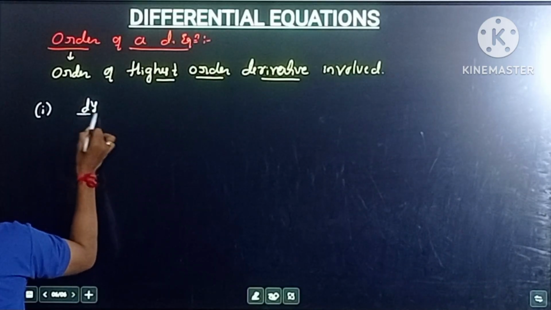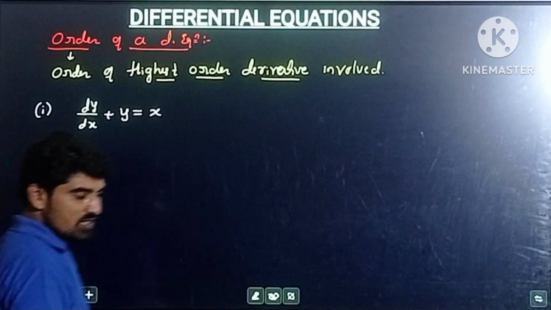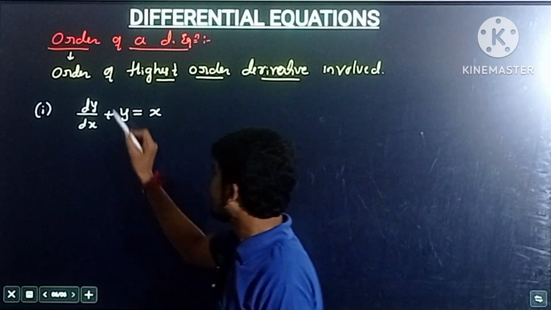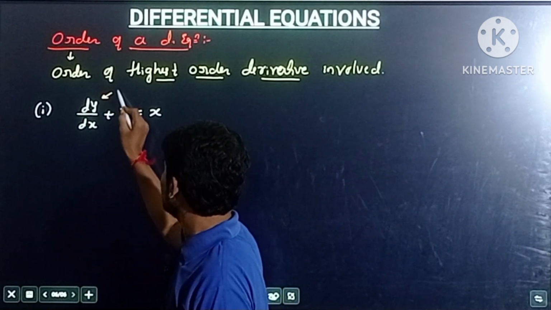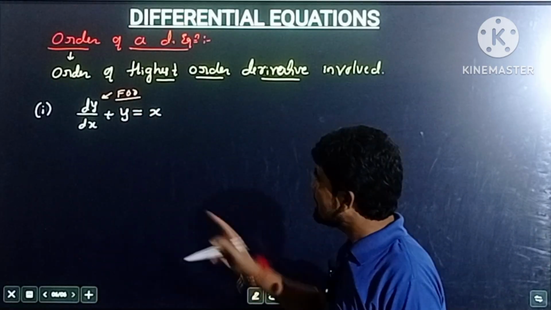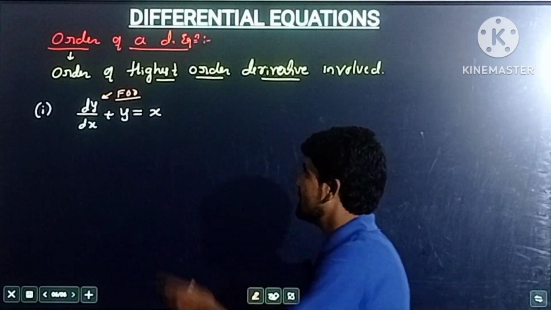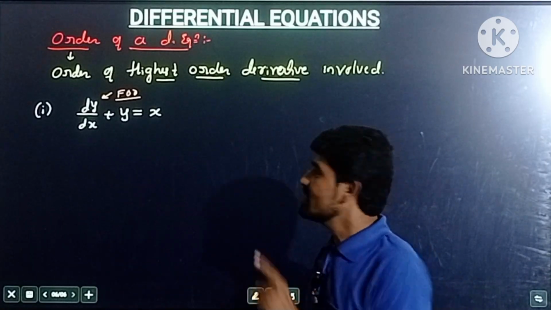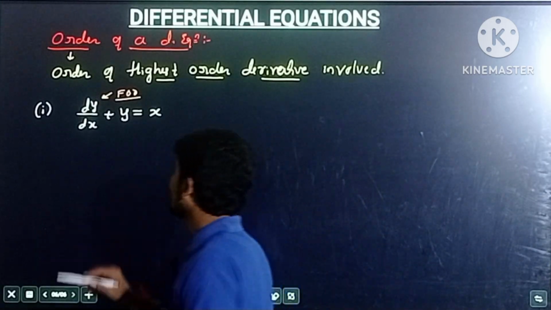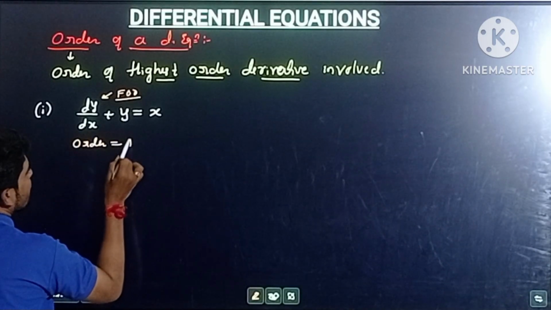Suppose dy/dx + y = x. See this differential equation. In this differential equation, only one derivative is involved, that is dy/dx, which is a first order derivative. First order derivative is the highest order derivative involved in the differential equation. Therefore, the order of this first differential equation is 1.